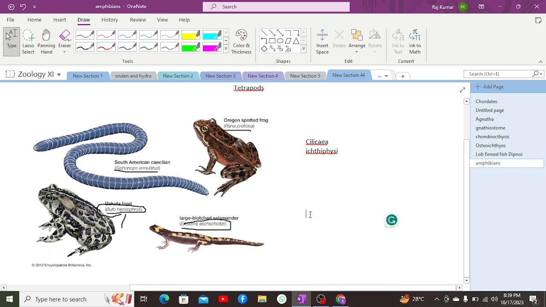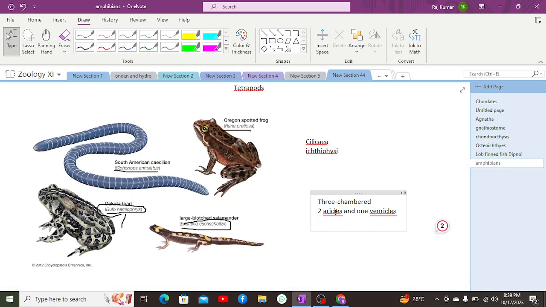Apart from that, when it comes to their circulatory system, they have a three chambered circulatory system. This three chambered circulatory system includes two auricles and one ventricle.